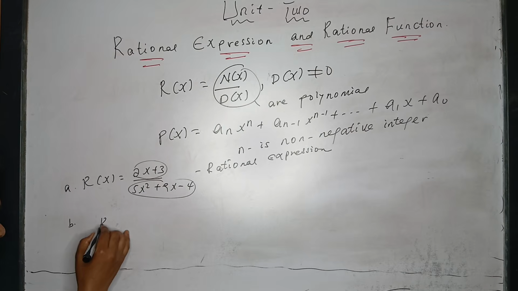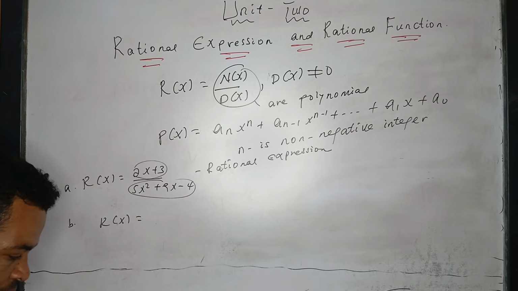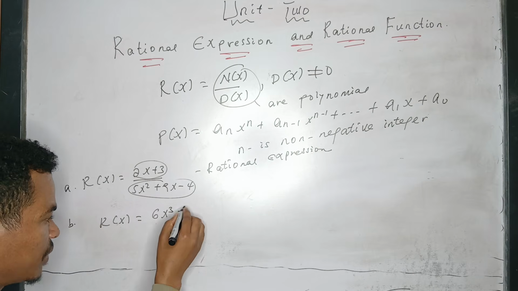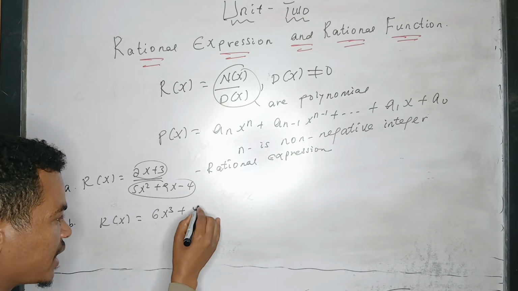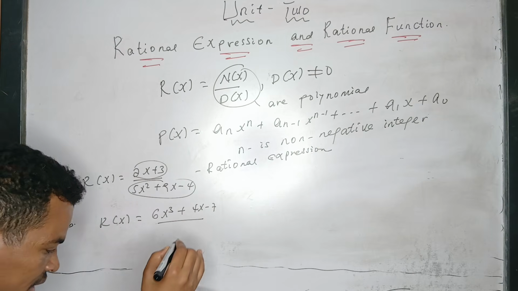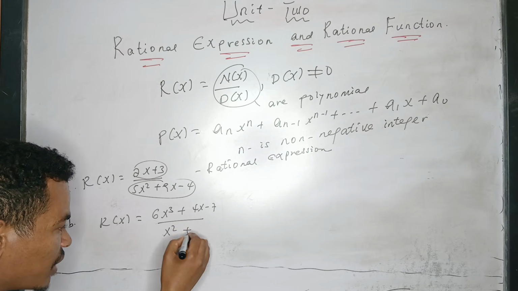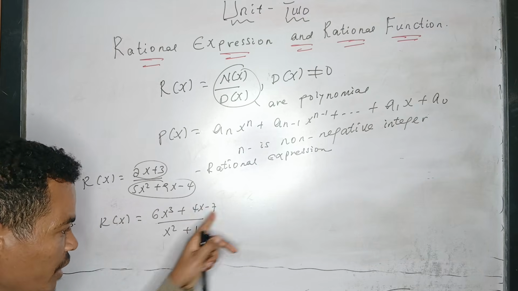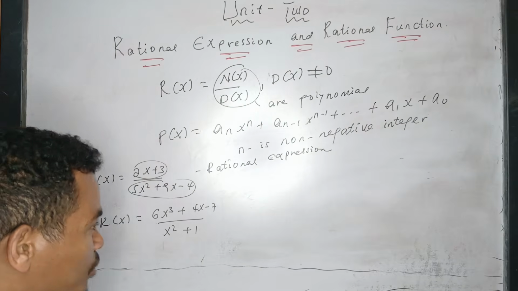B: r of x equals 6x cubed plus 4x minus 7 over x squared plus 1. Again, this one is an example of a rational expression. The numerator is a polynomial, and again the denominator is a polynomial.